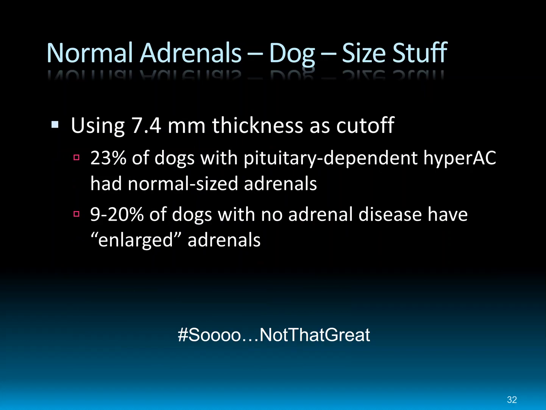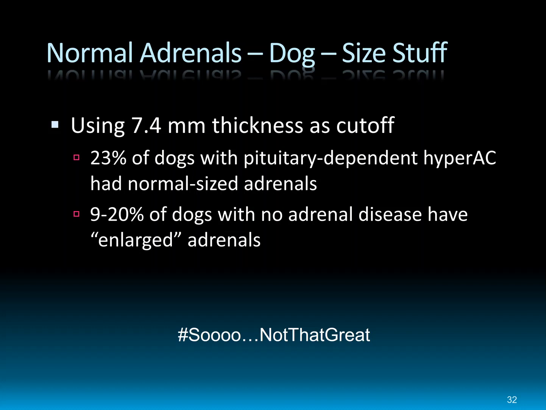The problem is, it wasn't a very useful cutoff because about a quarter of dogs who had pituitary-dependent hyperadrenocorticism had normal-sized adrenal glands by that cutoff, and up to a fifth of dogs who had no adrenal disease would have been called to have enlarged adrenal glands because they would have been bigger than that supposed cutoff. So it wasn't the most useful set of numbers that we had.